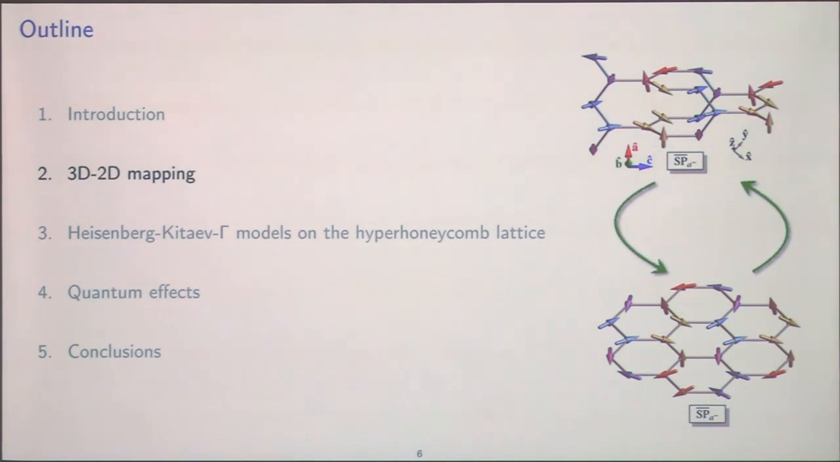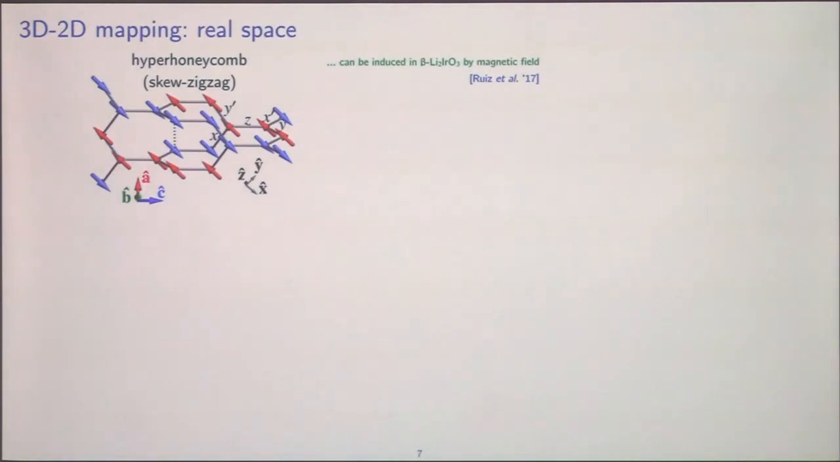Okay, so let me now discuss this mapping, starting with a very simple example, the so-called skew zigzag state on the hyper-honeycomb lattice, mapping it to the planar zigzag state. I will choose as a specific example the hyper-honeycomb lattice, although I should emphasize that this 3D to 2D mapping actually applies to all members of this harmonic honeycomb lattice series. So here's the so-called skew zigzag state. There are ferromagnetic chains along such zigzag chains, which point into some direction, while the neighboring chains point into the opposite spin direction. This is not the ground state of beta lithium iridate, but this state can be induced by a fairly small magnetic field.